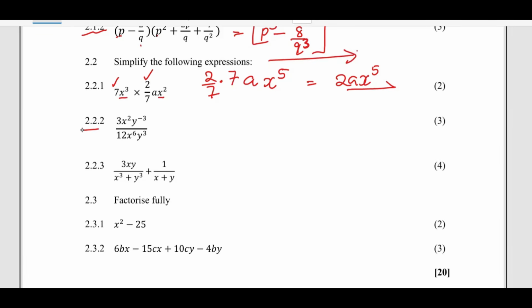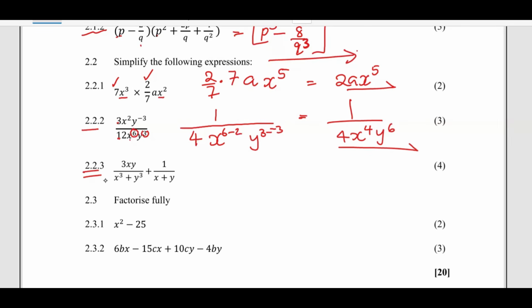And then 2.2.2, let's divide the coefficients only. And then when you look at the x's, we have more x's at the bottom. When you look at the y's, we have more y's at the bottom. Meaning that 3 divided by 3 is going to be a 1. 12 divided by 3 is going to be a 4. And then x, we're going to have 6 minus 2. Y, 3 minus 3. So that's going to be 1 over 4. That's going to be x^4, y^6.